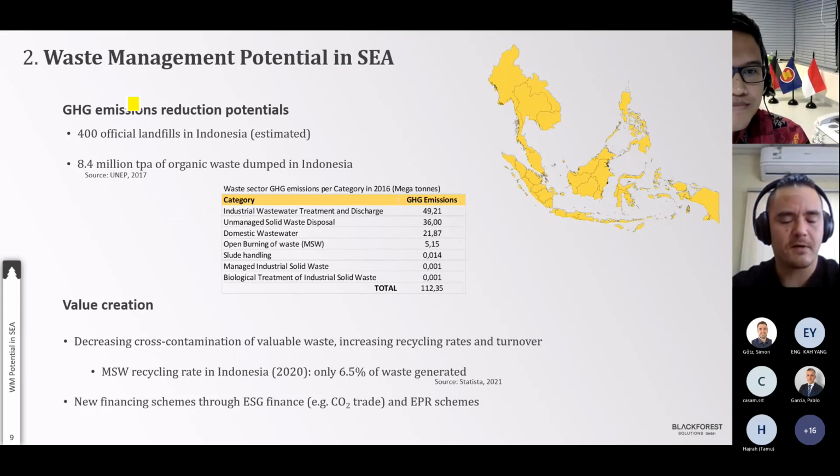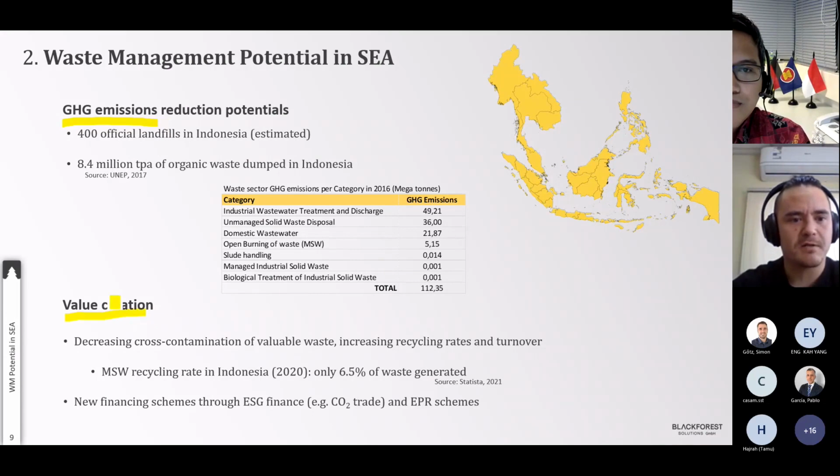So we divided this topic roughly into 2 points. First one is GHG emission reduction potential, so greenhouse gases, and second, value creation. Value creation is a bit more obvious maybe. That's why I start with the GHG. So what do we mean with that? Here in this table, we see the industrial categories and the related GHG emissions per year in megatons from 2016. Of course, it's not really accurate or current, but it gives a slight indication of what we are talking about.